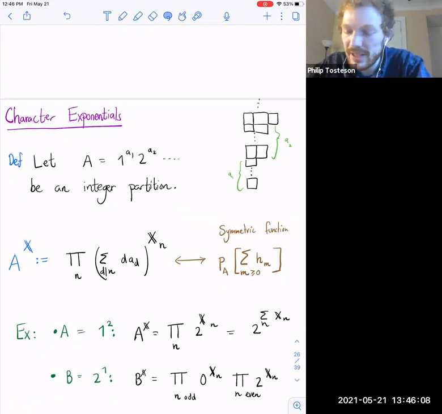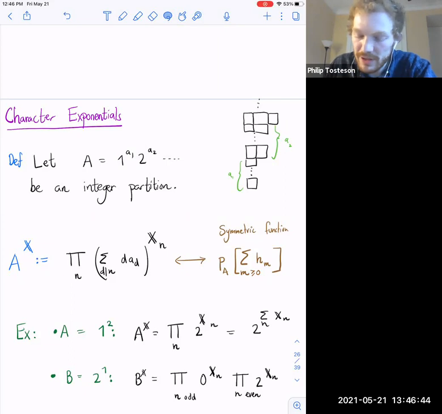So I'm going to tell you what this says about the characters. But to do so, I need to talk about character exponentials. So what is a character exponential? If a is an integer partition, like 1^{a_1} 2^{a_2}, this notation is just telling you how many parts that partition has that have size 1, how many parts it has that have size 2, and so on. I've drawn here what a_1 and a_2 represent in terms of the Young diagram of the partition.